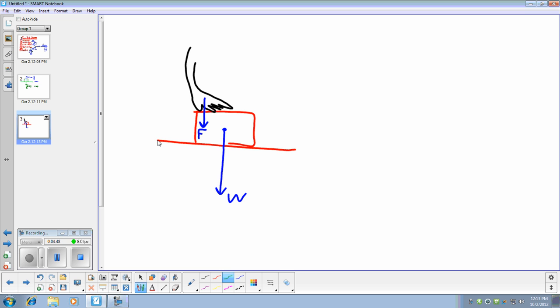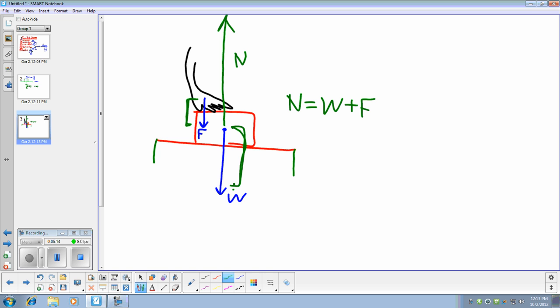The normal force, again, as long as this box isn't actually traveling through the table itself, is going to be equal to this value right here and this value. So it's going to be equal to the weight plus the force applied. So that value is going to be larger. Now, I do want to remind you that forces are vector quantities, which means that magnitude and direction matter.